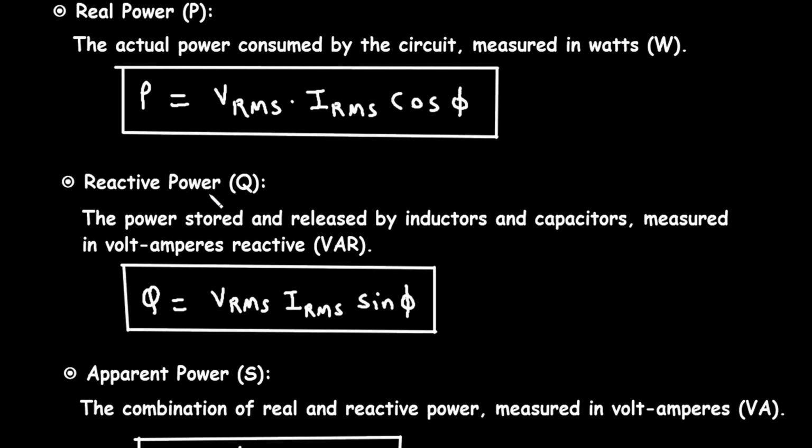Then next is reactive power. Reactive power is represented by Q. It is the power stored and released by inductors and capacitors, measured in volt ampere reactive. So remember that the unit of real power is watt and the unit of reactive power is volt ampere reactive. The formula to calculate reactive power is Q is equal to Vrms into Irms into sin phi. Here for real power we write cos phi, and for reactive power we write sin phi. Also remember that reactive power is represented by Q.